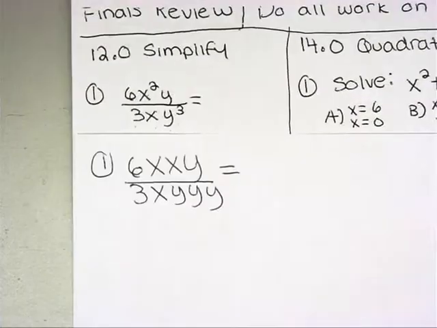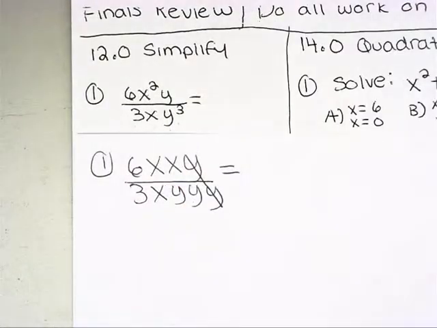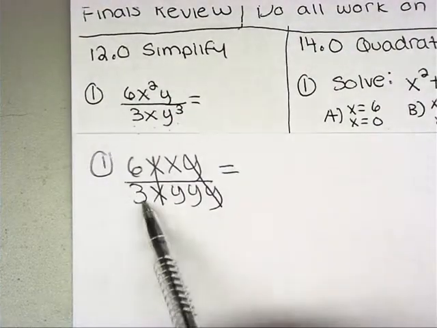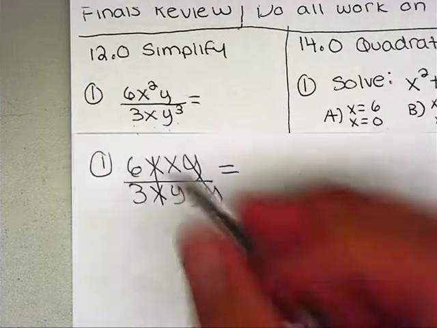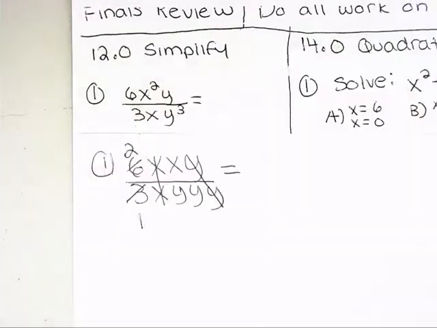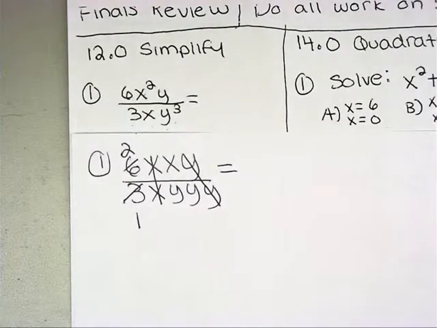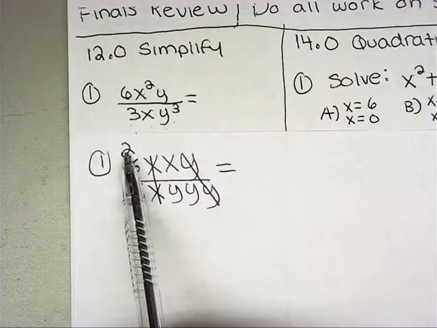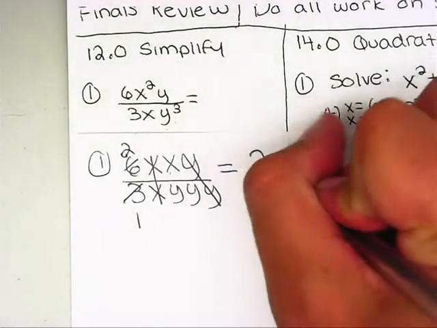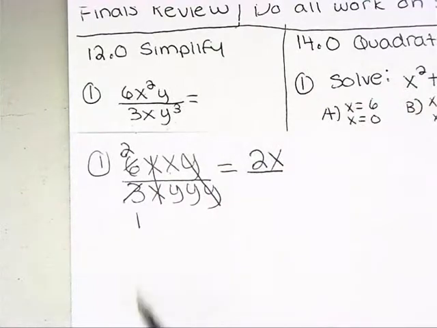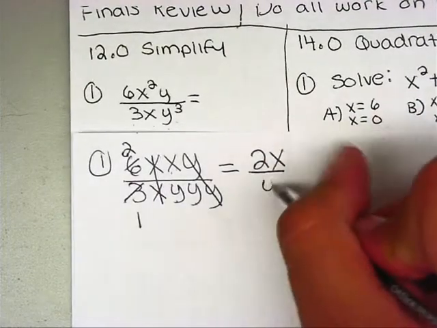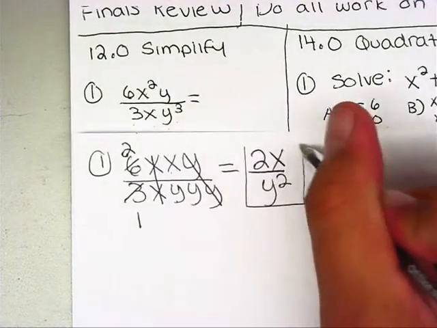Now I get to simplify. The y's cancel, the x's cancel. I can simplify 6 and 3, they're both divisible by 3. Now I just need to multiply across the top. 2 multiplied by 2 multiplied by x is 2x. And on bottom I have 1 multiplied by y times y is y squared. That's the answer.